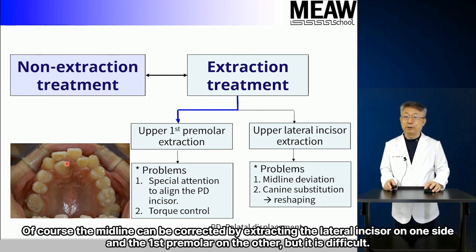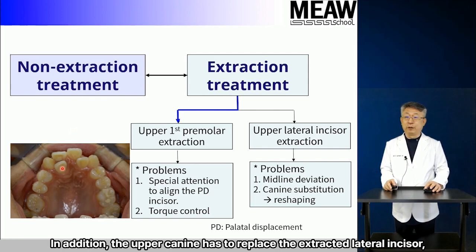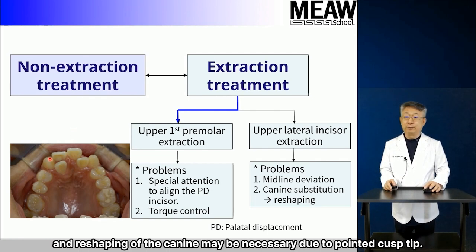Of course, the midline can be corrected by extracting the lateral incisor on one side and the first premolar on the other, but it is difficult. In addition, the upper canine has to replace the extracted lateral incisor, and reshaping of the canine may be necessary due to pointed cusp tip.